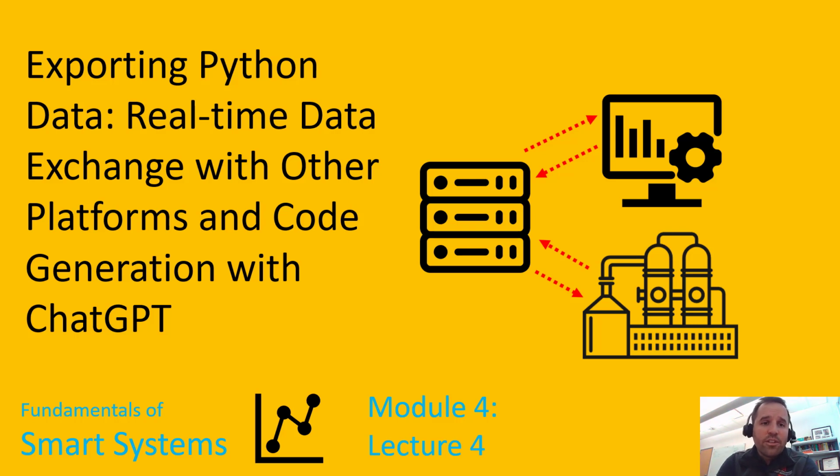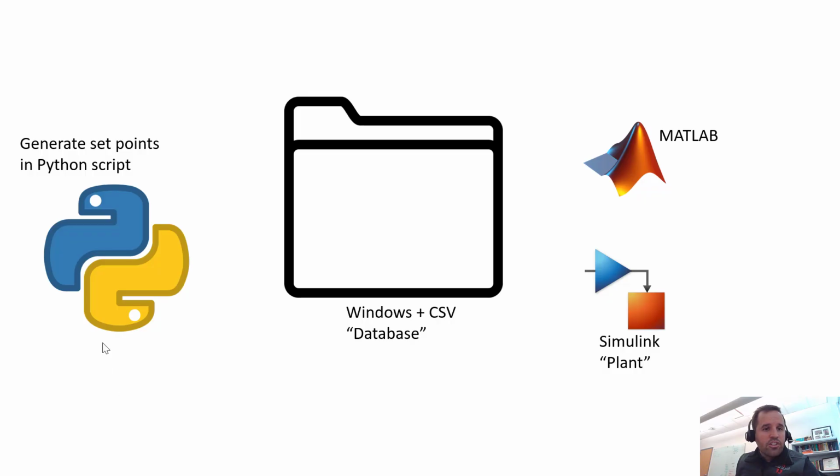We are continuing our discussion on file exchange and communication between platforms, including Python scripts, CSV files, and other databases, as well as MATLAB and Simulink. So in the last video lecture, we talked about this flow of data that we wanted to achieve, where we could generate set points in a Python script. Ultimately, this will be an optimization script, but for today's lecture, we're just going to be generating random numbers.